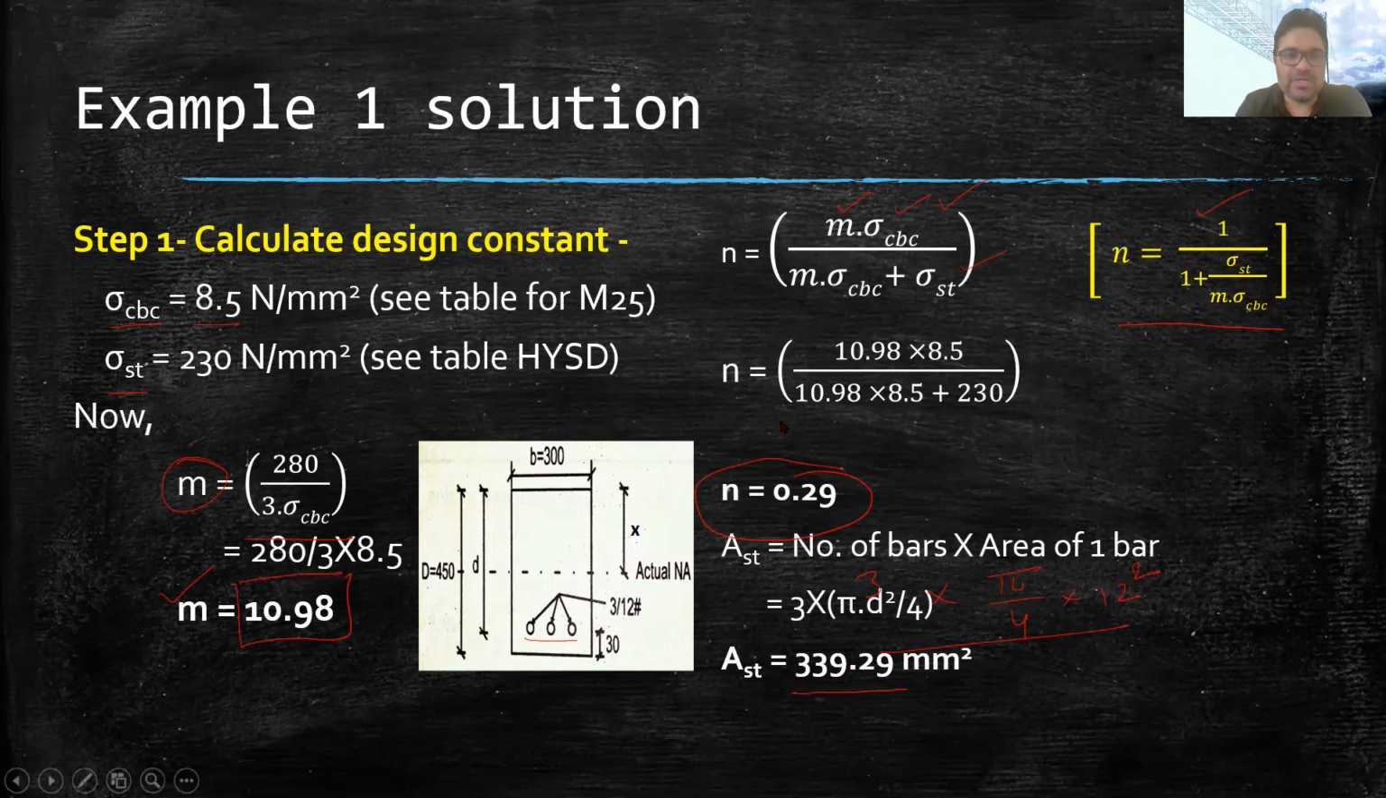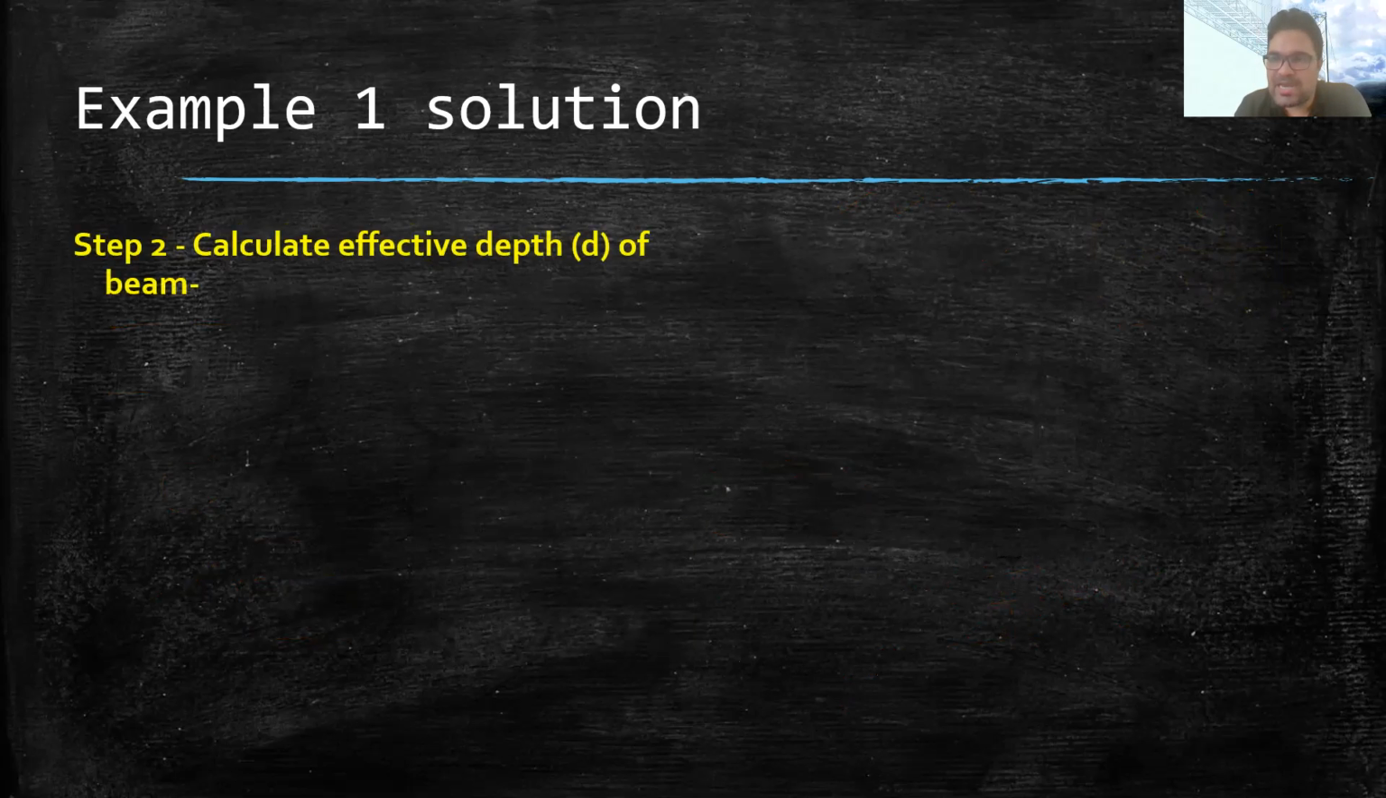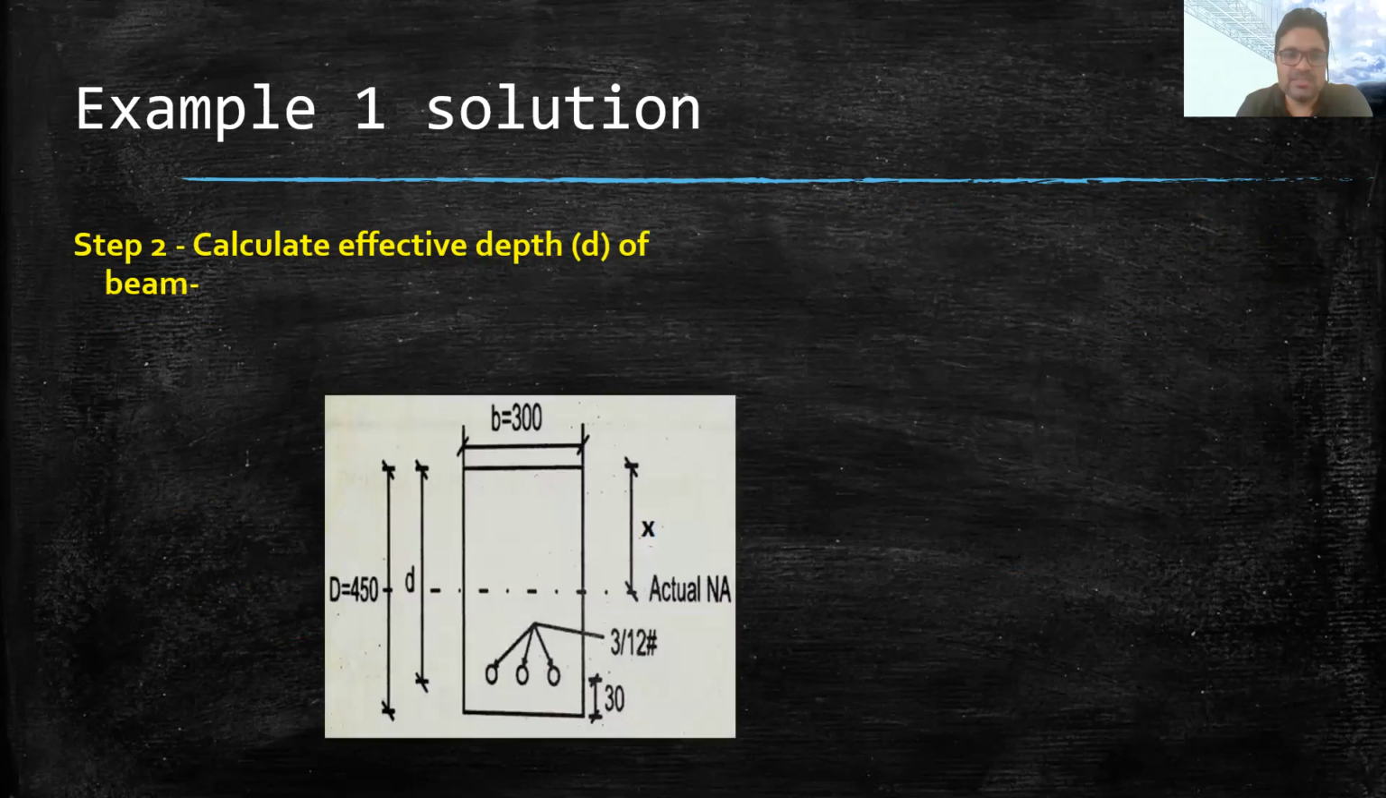Now going to the next step. In the next step, we have to find out the effective depth. Well, effective depth is not directly given in the question, so we have to work that out. Here you can see effective depth is measured from the center of the reinforcement to the topmost line. So this one. So d can be calculated as D minus clear cover minus half of the dia of bar.